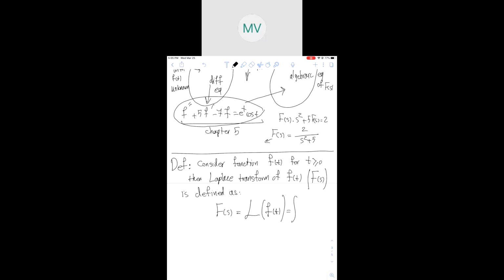So the Laplace transform of f of t is defined as the integral from 0 to infinity of e to the negative st times f of t dt. I want to emphasize again, this integration is done with respect to t. And s is a constant where s is strictly bigger than 0. And s is a variable. You don't have to worry about plugging in a value for s. It's again a function of the independent variable s.